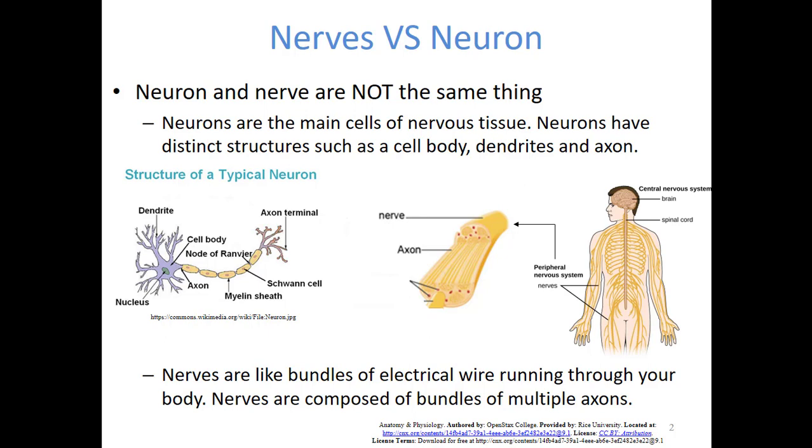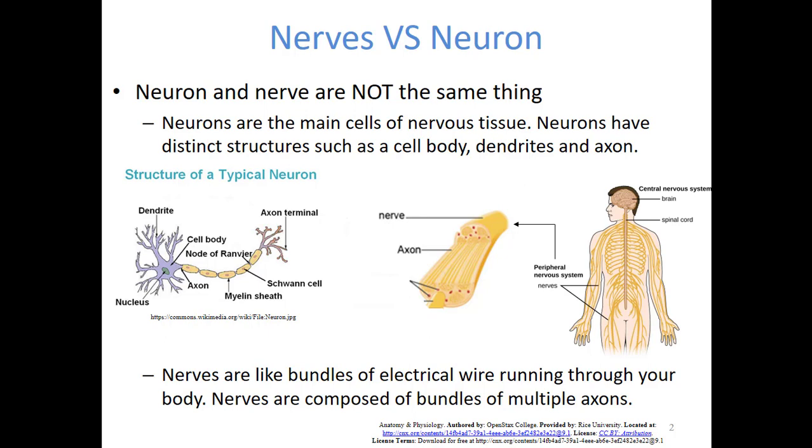Before we go on, I want to talk about the difference between a nerve and a neuron, because these are two terms that students often get confused. They're not the same thing. Neurons are cells and nerves are organs. So neurons are the main cells of nervous tissue. We studied neurons before in this class, and neurons have distinct structures such as a cell body, also known as a soma, dendrites, and an axon.